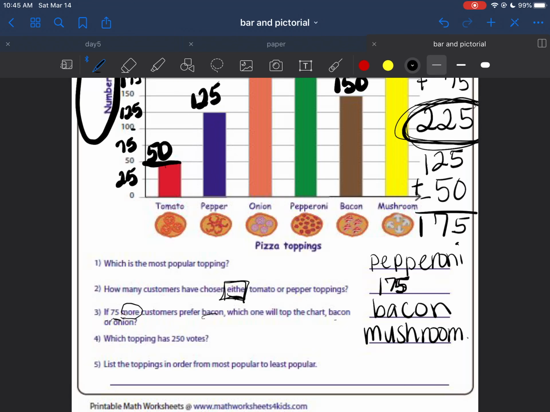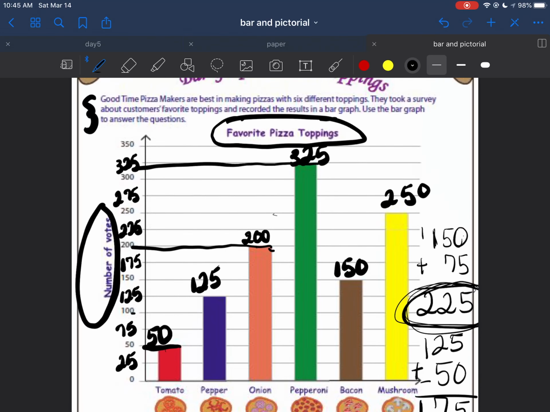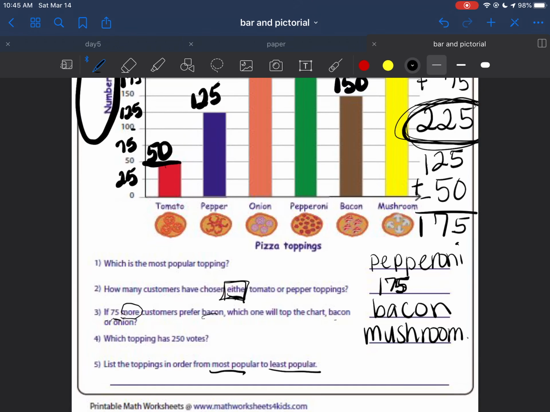And our last question for our bar graph. List the toppings in order from most popular to least popular. So in other words, the favorite to the least favorite. Well, it's very clear to see that pepperoni is our favorite, so it is the most popular. And I'm going to abbreviate.